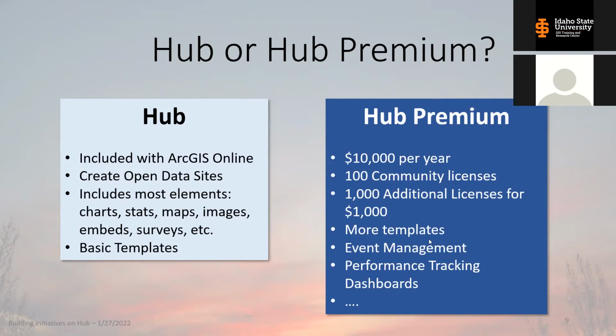If you get the Hub Premium, the cost is $10,000 per year, and it comes with about 100 community licenses. Those licenses are like ArcGIS Online Creator licenses, except that they only work in a Hub Premium environment. Additional creator licenses are just $1 a piece, although you have to buy them in packs of 1,000. So maybe some of you are thinking, why am I spending $500 on a creator license when I can get them for $1?